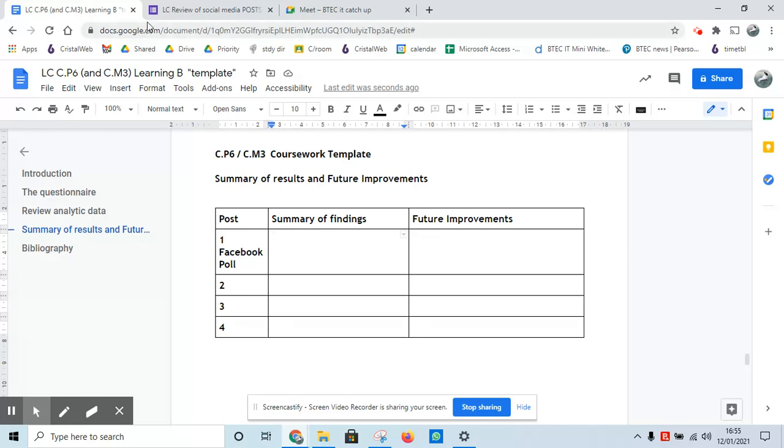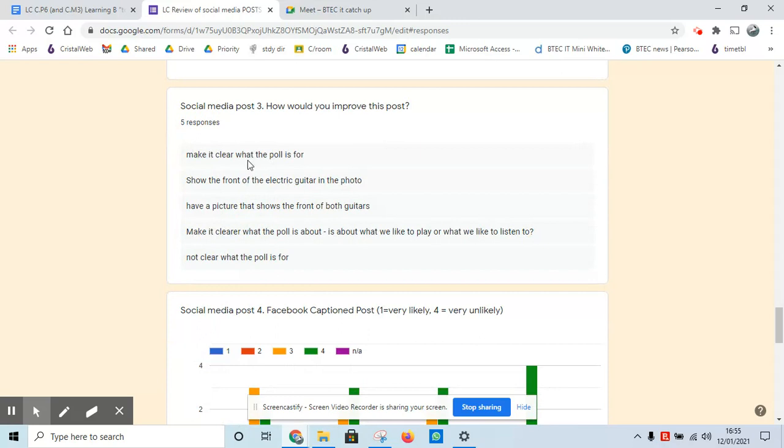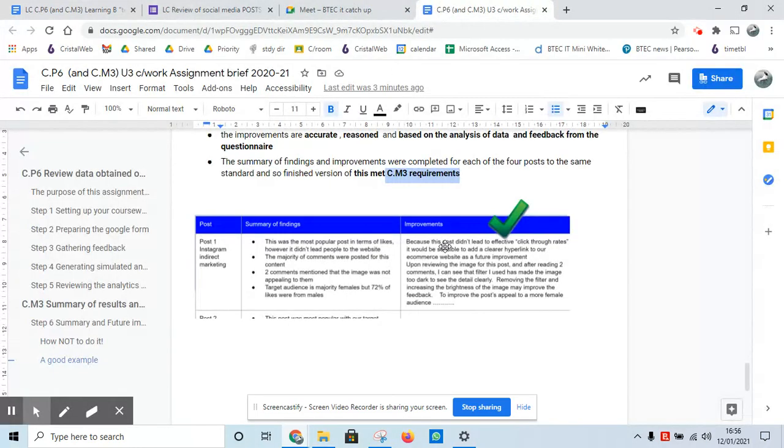And if you're not sure what I mean by the feedback, if we think about the questionnaire, you asked your people to give you feedback. So you need to consider the feedback that was given as well. So a summary of the findings. And then when you write your future improvements, they must be directly related to the summary of the findings that you have on this side of the table. So they must relate. When you get the assignment brief, have a look at how the improvements have been written. They do actually relate to the findings that were listed on the left-hand side. So have a really good look at that.